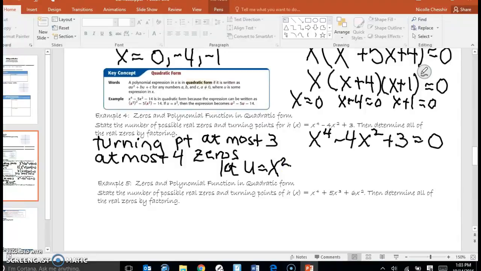So any place that there is an x squared, what are we going to put in there? U. So looking at this, x to the 4th, that's the same as x squared squared, correct? Because when we square a square, we multiply the exponents. And then we have 4x squared plus 3 equals 0.